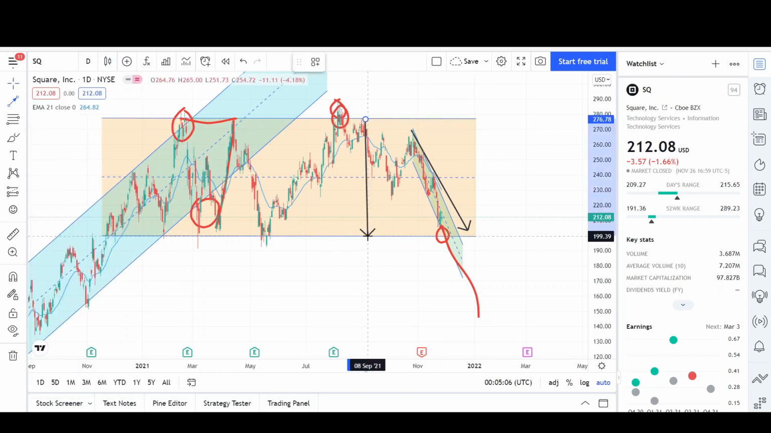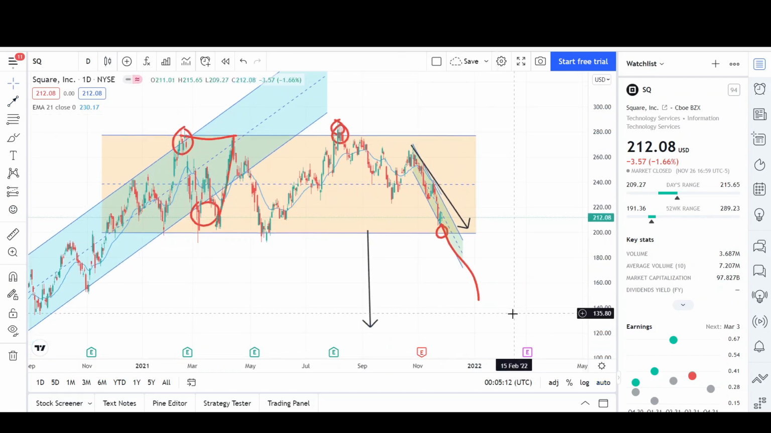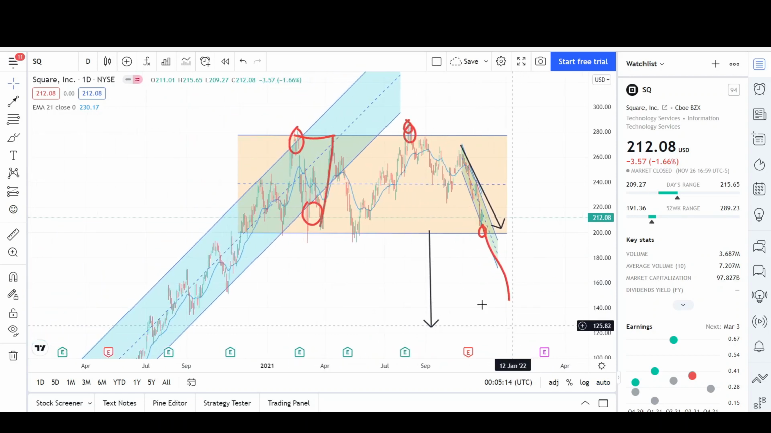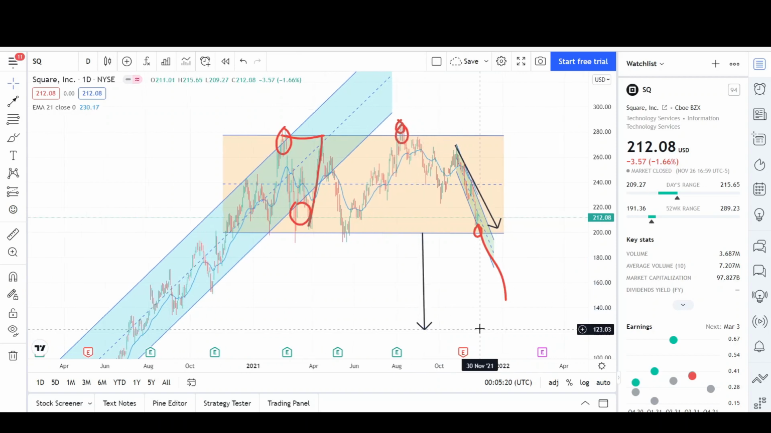Looks like there's a long way for it to drop. Let me show you guys this measured move of the range. Possibly the 124 level, the low 120s. That's where I see prices breaking out to, if the breakout is strong enough.